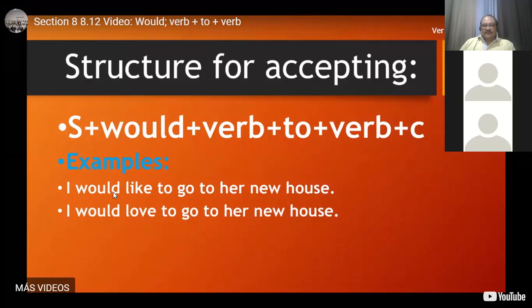Okay, I'd like to. So you can use the contraction, right? I'd like to go to her new house. I would love to go to her new house.